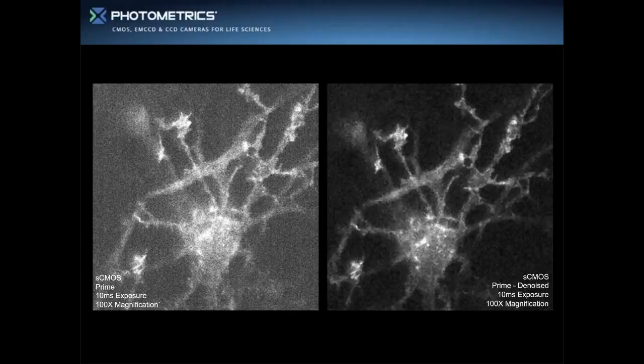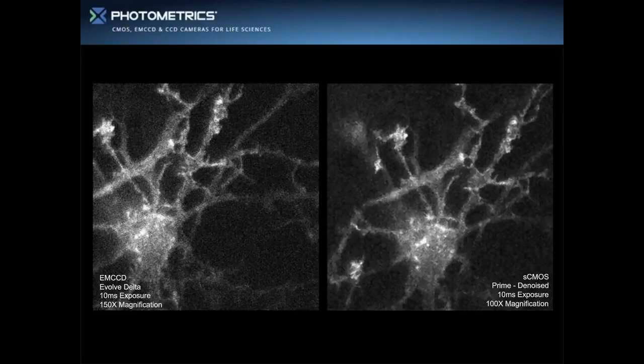Do you have images comparing the denoised EMCCD and denoised CMOS performance? Yes. If we look at this slide, on the left we have the EMCCD with no denoising compared to the sCMOS camera with denoising. What is the maximum frame rate achievable for a small region of interest, for instance, 12 by 8? I will have to get back to you on that one specifically.